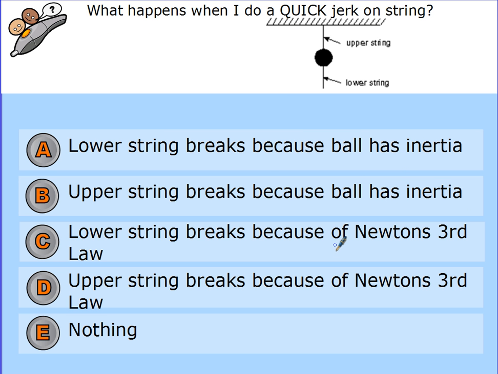Alright, what happens if I do a quick jerk on a string? Try this at home. I have a link for you to look at later on. If you do a quick jerk on the string, if you pull very, very fast, then the inertia of the ball is going to act like a fixed point, like something very, very massive. So what you will find is that your lower string is going to break, and it's going to break because the ball has inertia. The ball is very large.